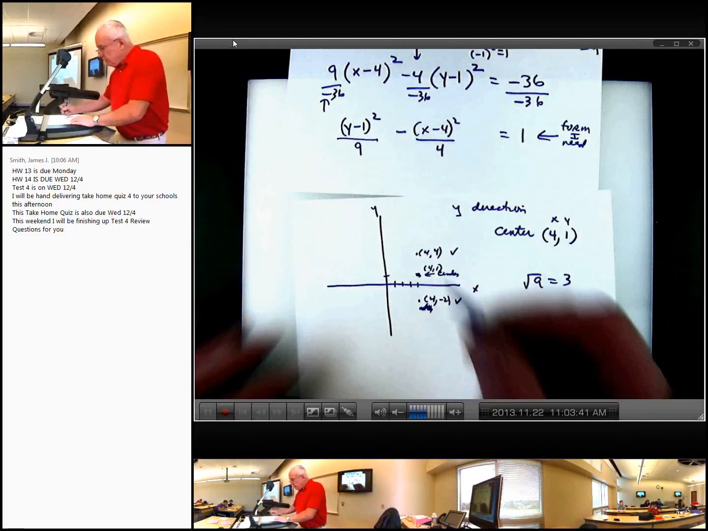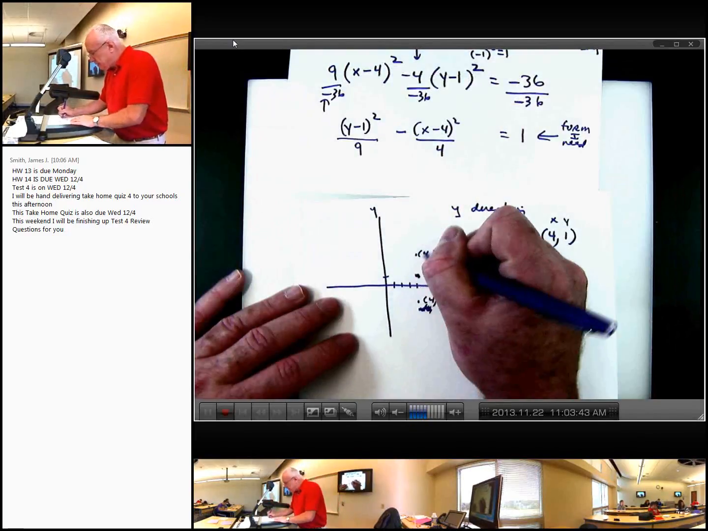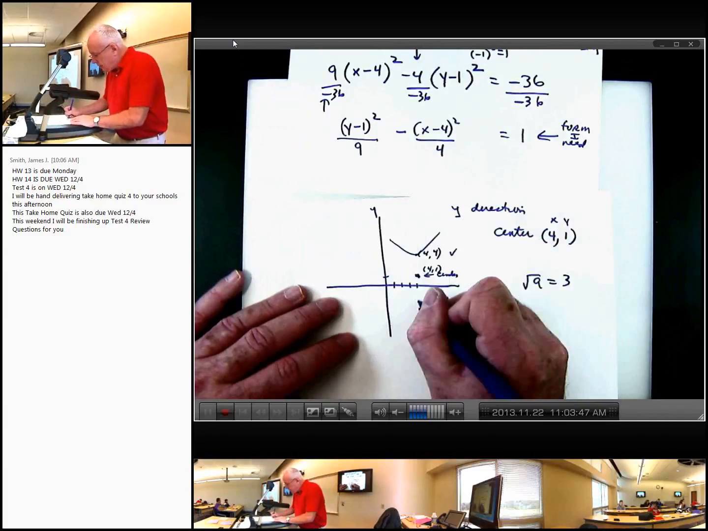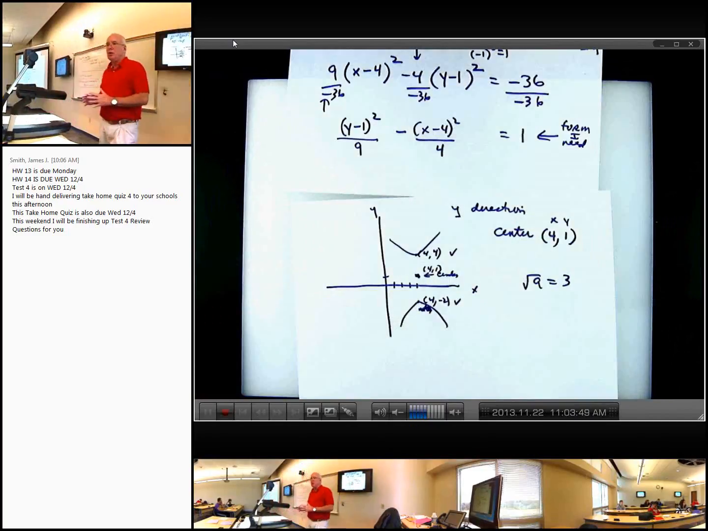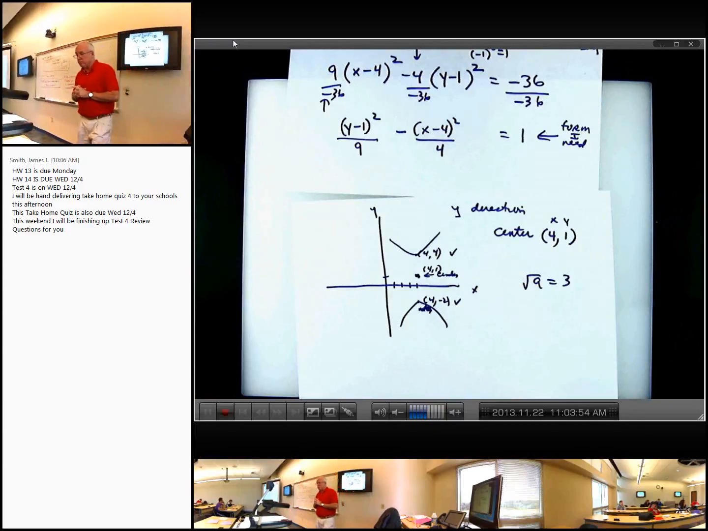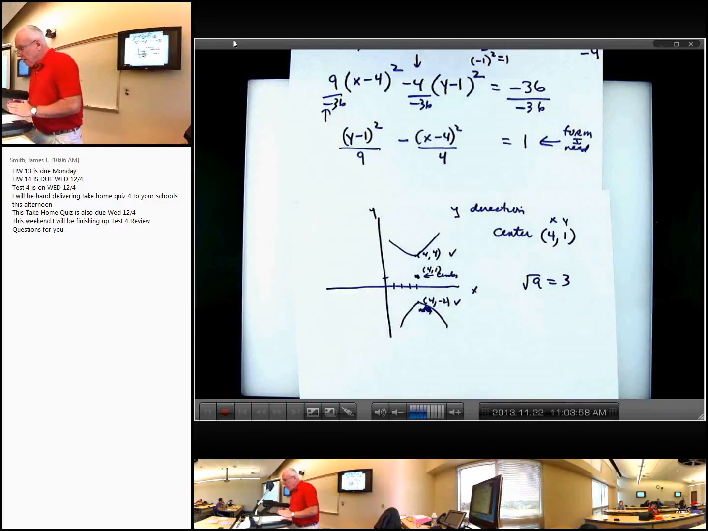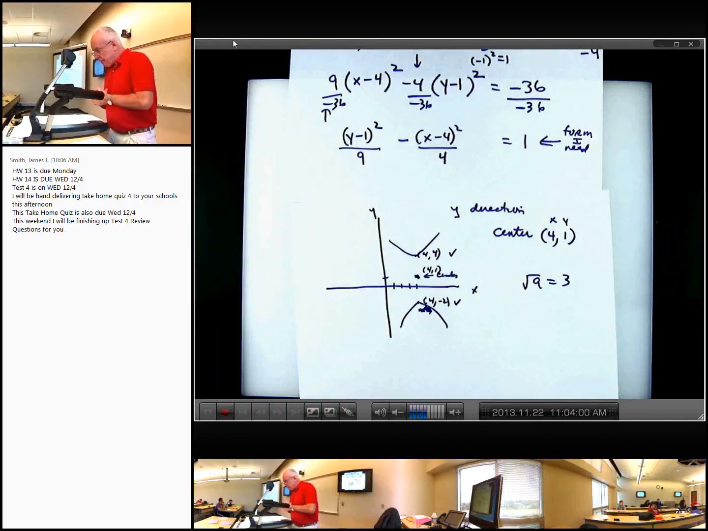So we know then the vertices mean that this hyperbola is going to go like this and like this. That's what those vertices are. It's going to spring up from either one of those. All right? Okay. So we have found the vertices.